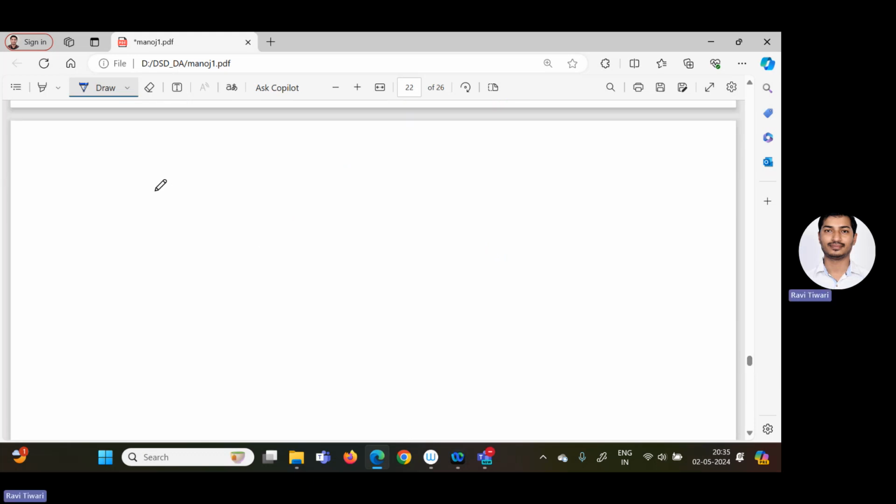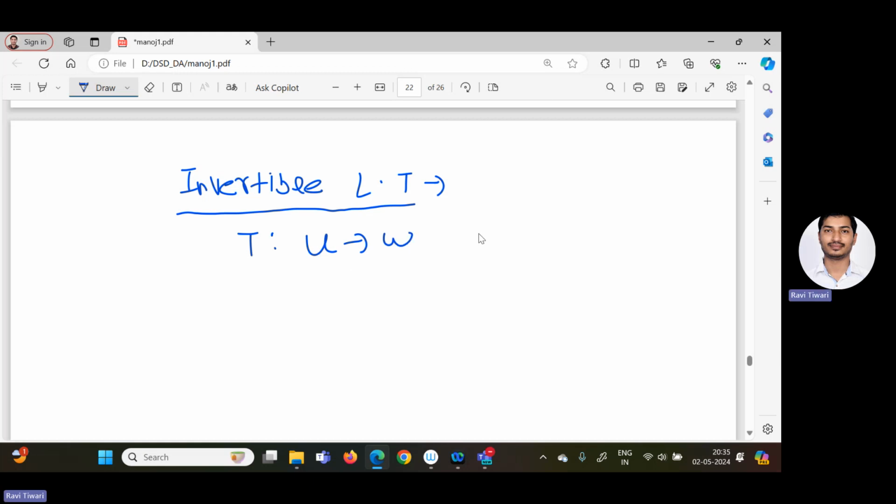So next topic is invertible linear transformation. When can you say a given linear transformation is invertible? A linear transformation T from U to W is said to be invertible if and only if kernel of T equals 0. If in the kernel of a linear transformation we get only the 0 vector, then that linear transformation is known as invertible. So let me explain one problem based on this.